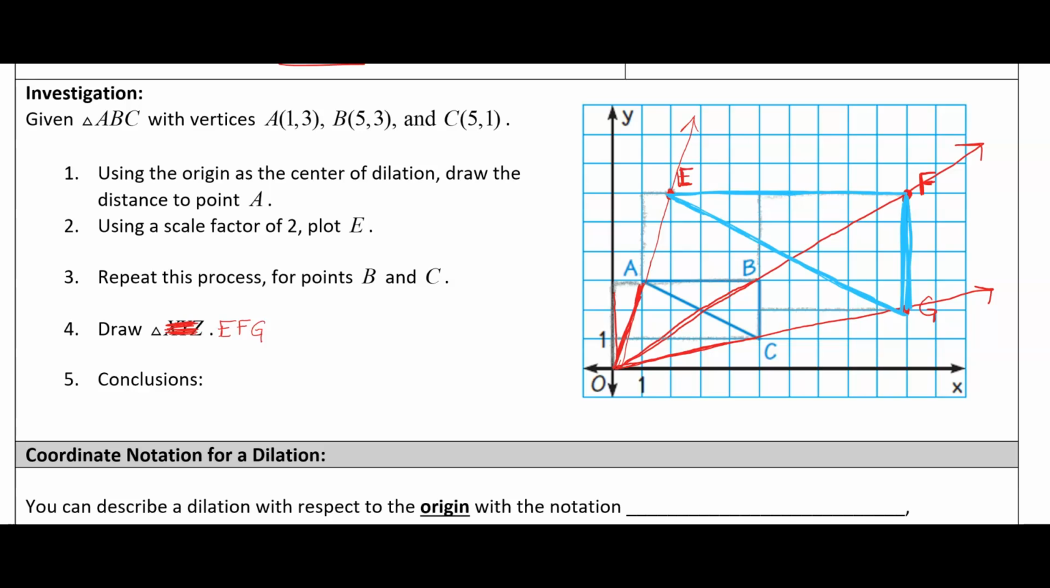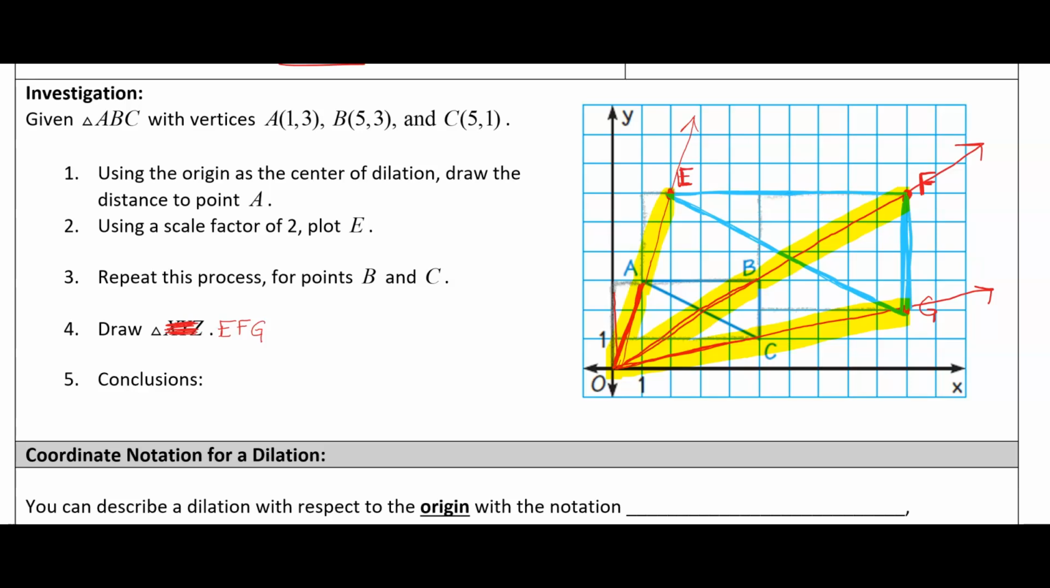It is the same shape, but it is 2 times bigger. So these are the conclusions that I want you to make. This distance here, and this distance here, that is half of that, or that is double of that. From B and then out to F, again, 1/2 or double. And the same thing from C all the way out to G, it is 1/2 or double. Now, since it's wanting us to make conclusions, we are going to do something very quick here.